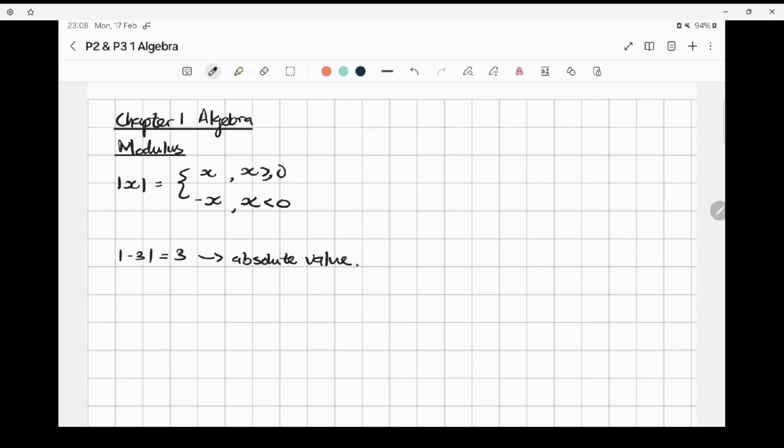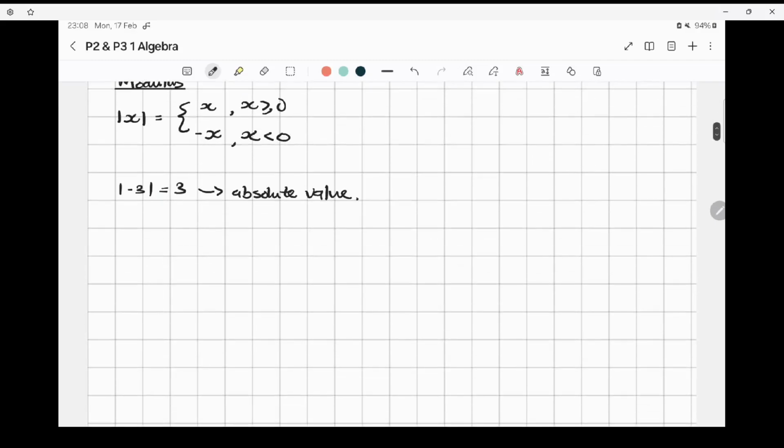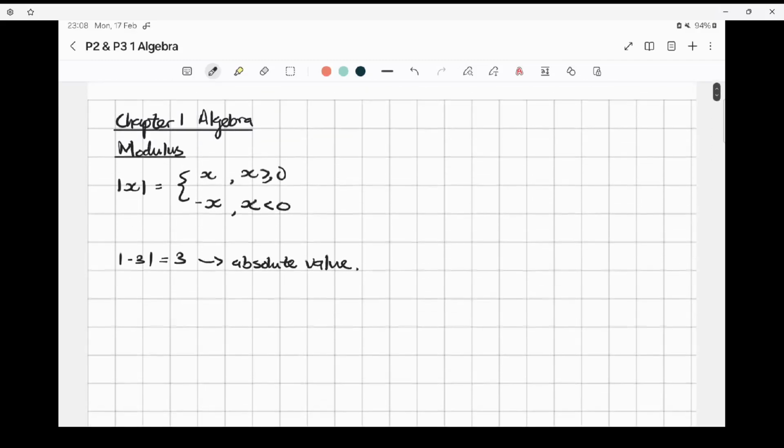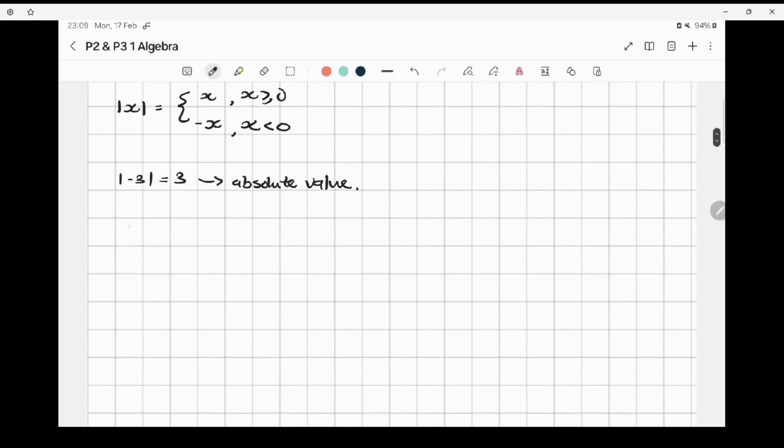So the modulus satisfies a few properties. For example, if you have modulus A equals modulus B, what does it mean? It doesn't mean that A equals B, because A might be a negative number but B might be a positive number. Instead, this means that A squared equals B squared, because when you square the values of A and B, you basically just get the positive part of the number.